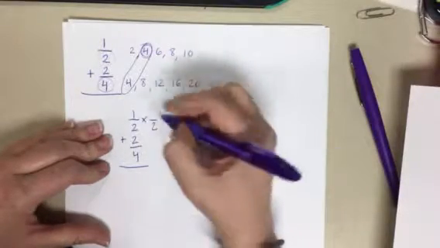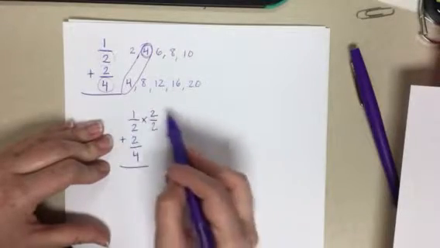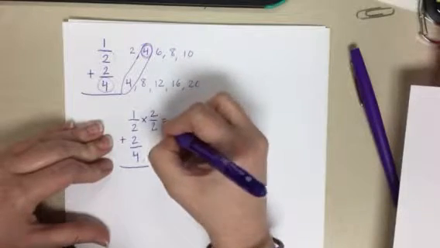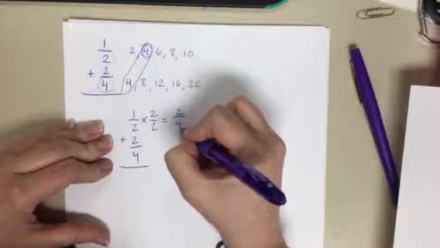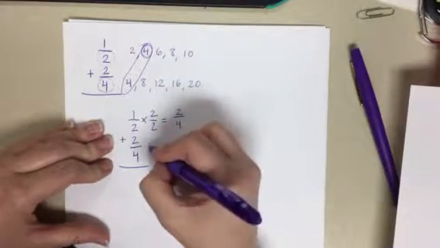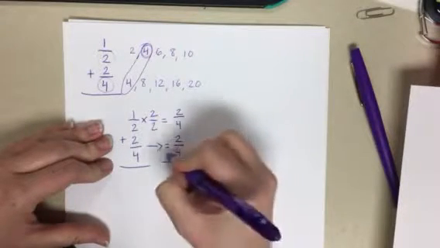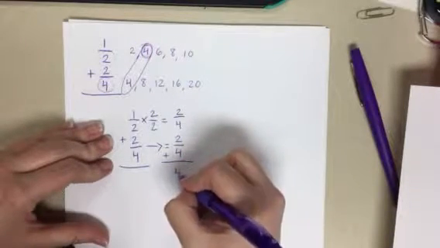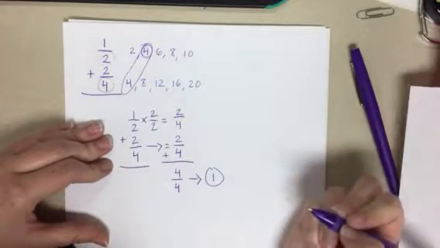Whatever I do to the bottom, I need to also do to the top. That's what makes this okay to do. We're not actually changing the number, we're just changing the fraction to an equivalent fraction. So 1 times 2 is 2, 2 times 2 is 4. With this fraction right here, we already have the 4 as the denominator, so we don't need to change it. We can just bring it on over to join the party. Now we have 2/4 plus 2/4 equals 4/4. And I can actually simplify this to 1 whole.